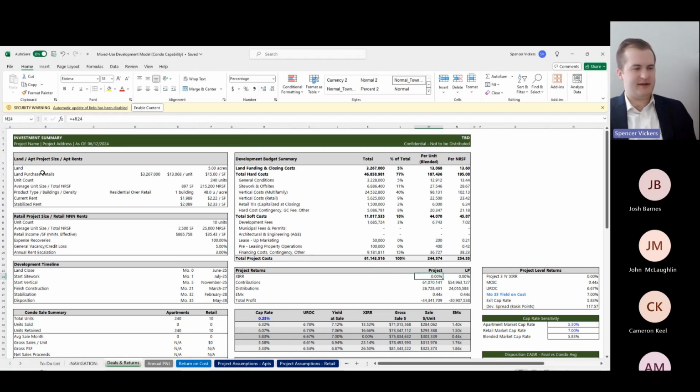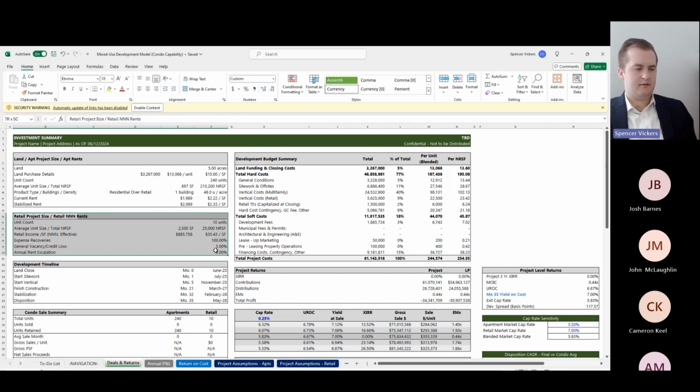The Deals and Returns tab is a summary statement, which shows the major points of the deal. So you've got high-level details: how much land you're buying, what's the price of that land, unit count that you're building on the apartment side, average unit size, total square footage, the type of product that you're building. This particular product is residential over retail. And it's just one building. You can detail how many buildings it's going to be here, the density that you're achieving, current rent, rent per square foot, stabilized rent per square foot.